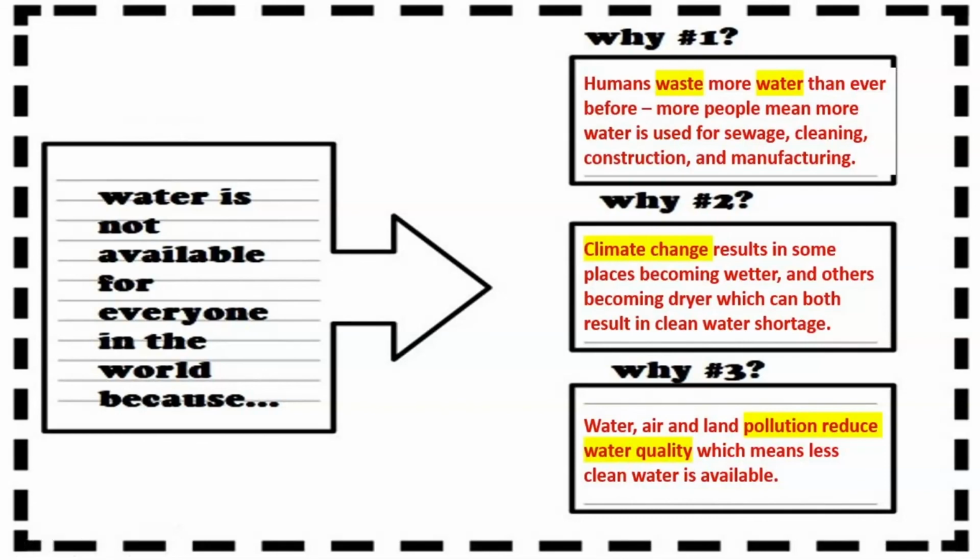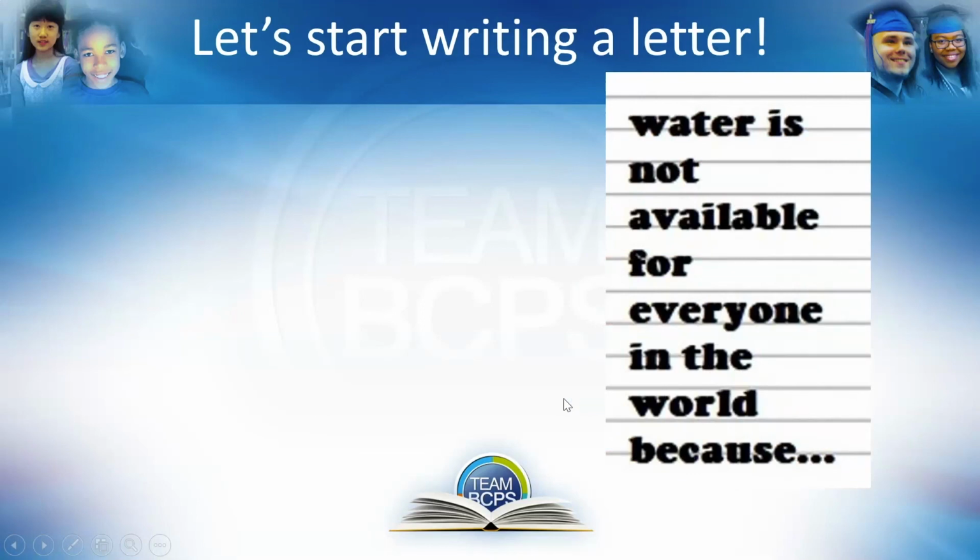So let's remind ourselves of what we learned in the last lesson. In lesson number 6, we learned that water is not available for everyone in the world. And we learned there were 3 reasons. One of them is water waste. People waste more water than ever before. Another reason was climate change. And the last reason we learned about was pollution reducing water quality. So we're going to use this information from lesson number 6 to start writing our letter.